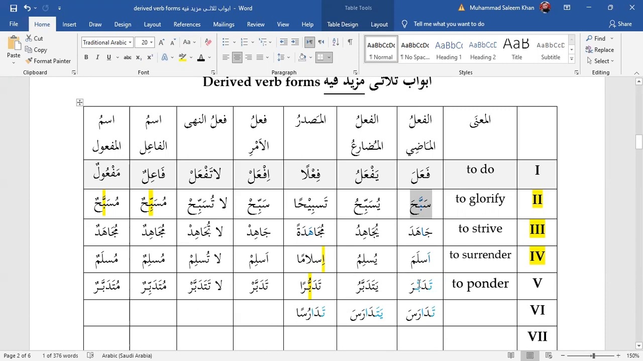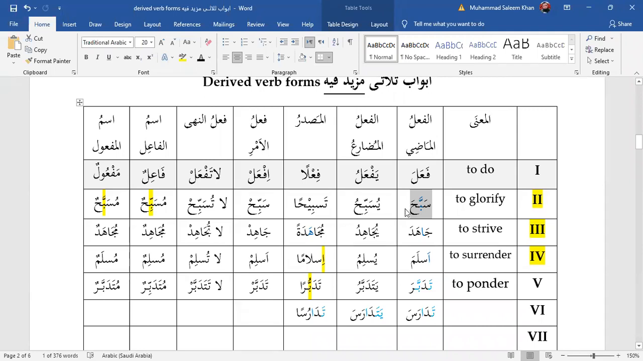So all these five forms of the verb don't have kasra. They either have dhamma or fatha. Tadabbara, yatadabbaru, tadabburan, tadabbur, la tatadabbur. So there is no kasra in the first five forms of the verb. But when we make ismul fa'il, we know that the second last letter always takes kasra. So it is mutadabbir, and ismul maful will be mutadabbar.